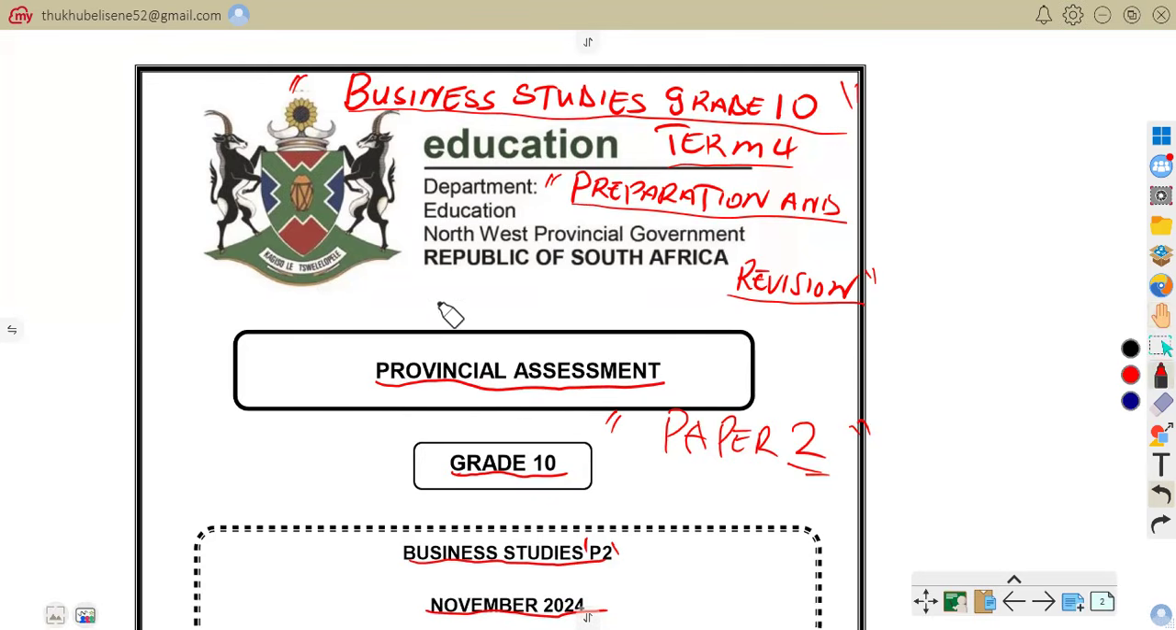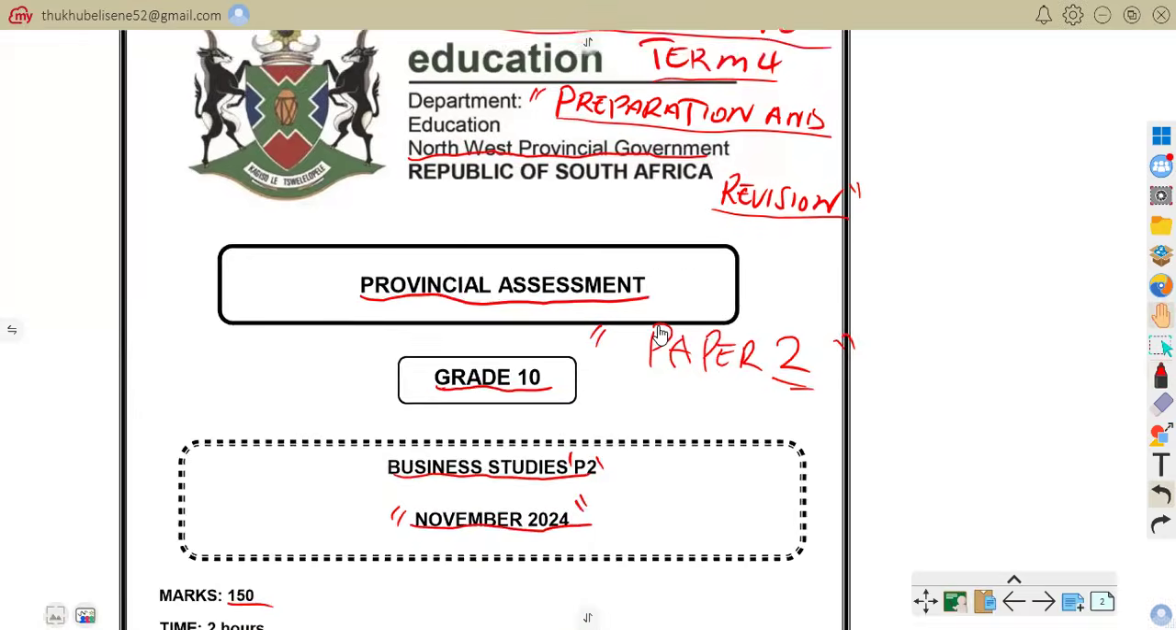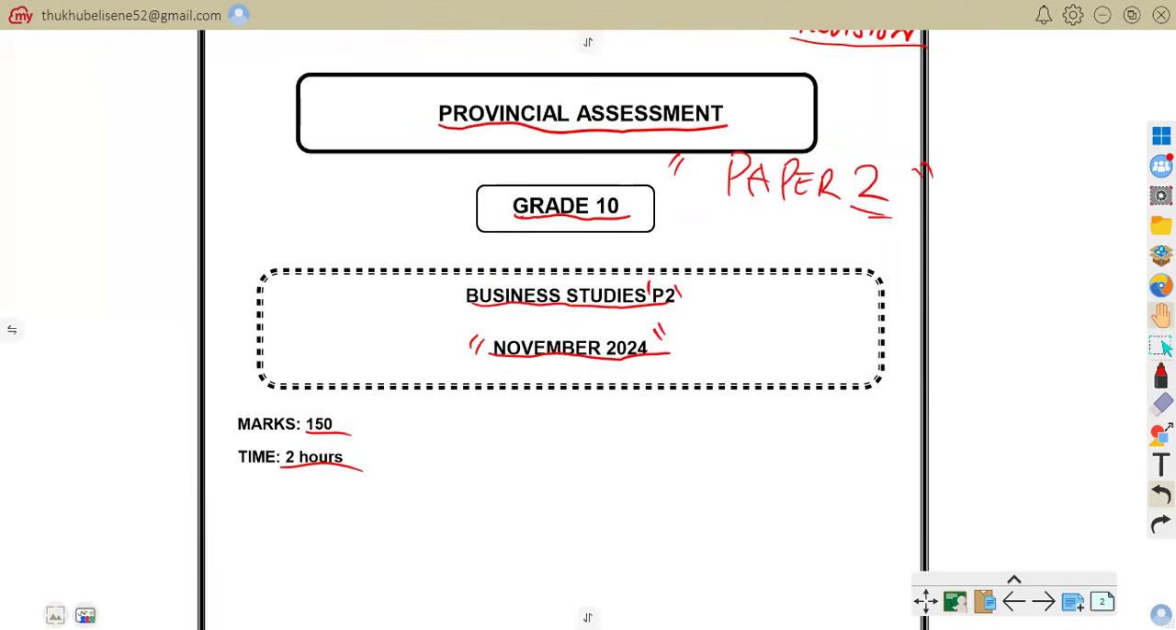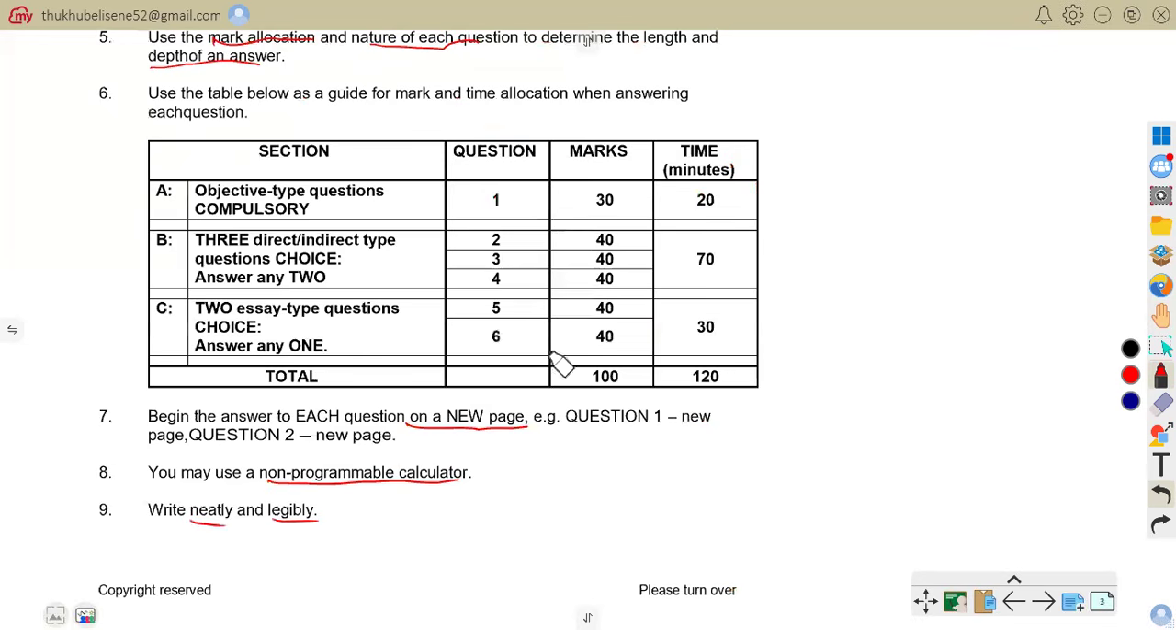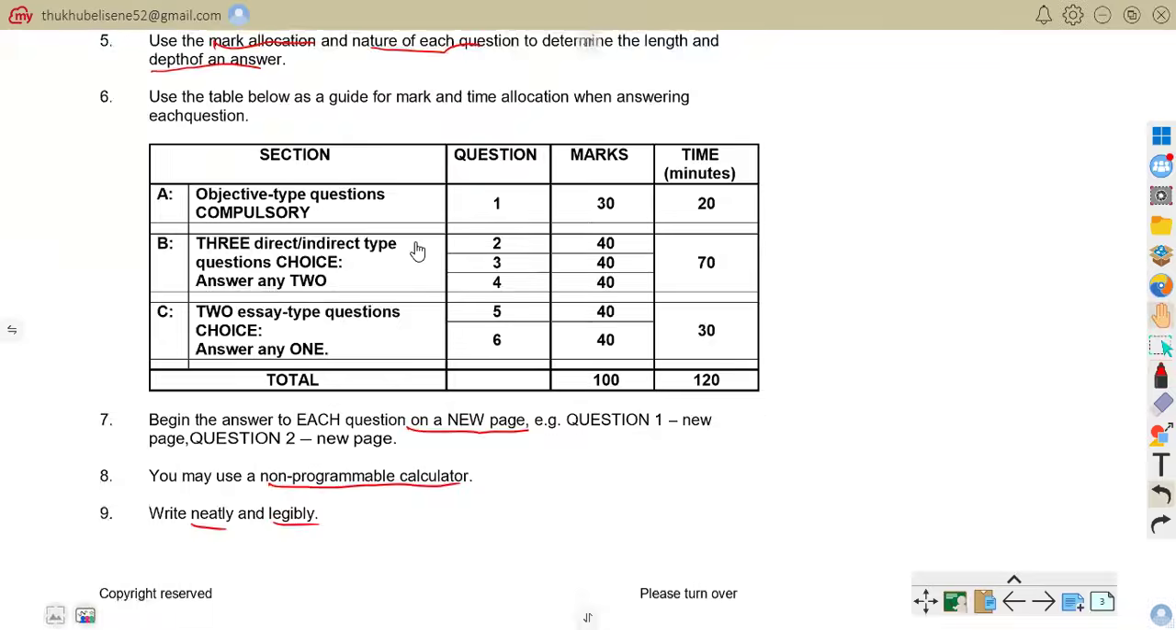This question paper was written in the North West Provincial Government in November 2024. That is Business Studies Paper 2, Grade 10. The total marks is 150, and you are to take 2 hours on this paper. So let's quickly go to the instructions and information.